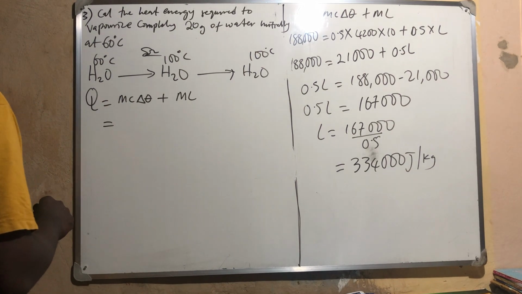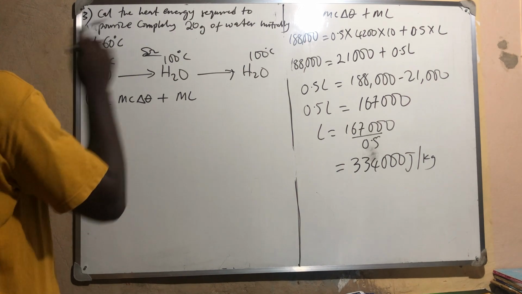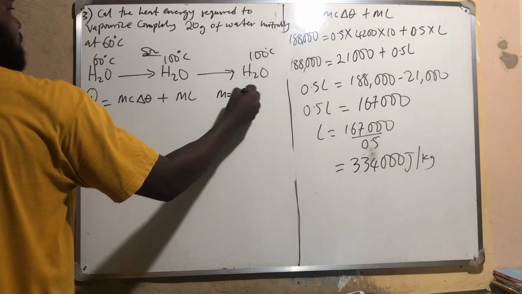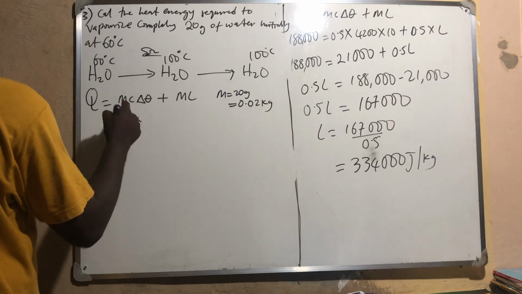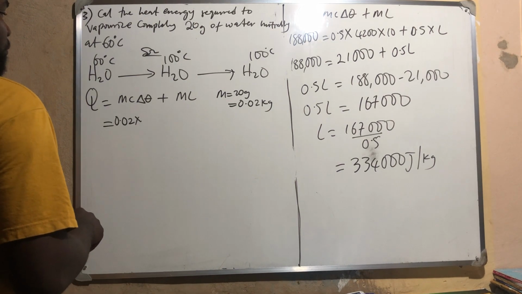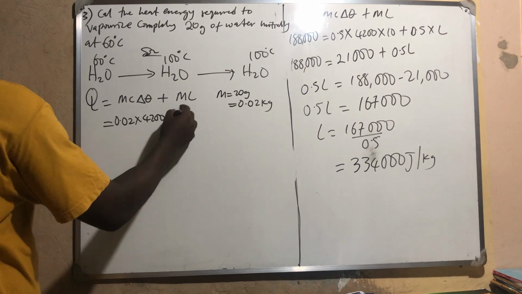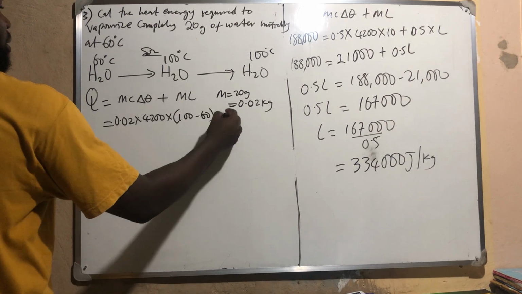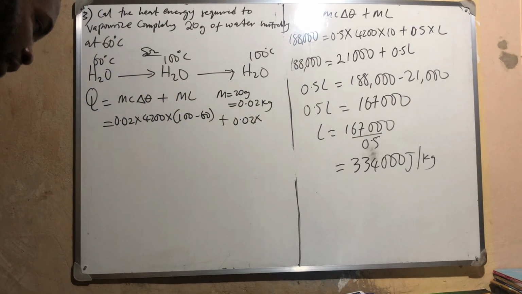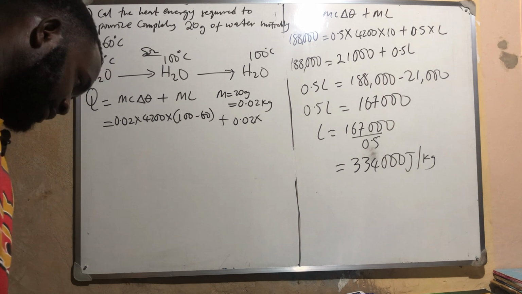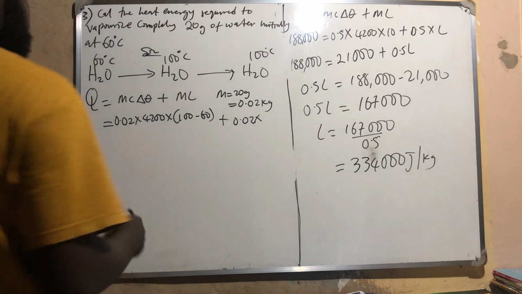So that is that. What they say we should calculate? Heat energy required. Okay, my M is 20 gram, which is 0.02 kg. So I have 0.02 times my C, specific heat capacity of water, which is 4,200, times my change in temperature, from 100 minus 60. Okay, plus my M, another 0.02, times my specific latent heat of water, which we should know, please. Okay, they gave it to us here anyway.